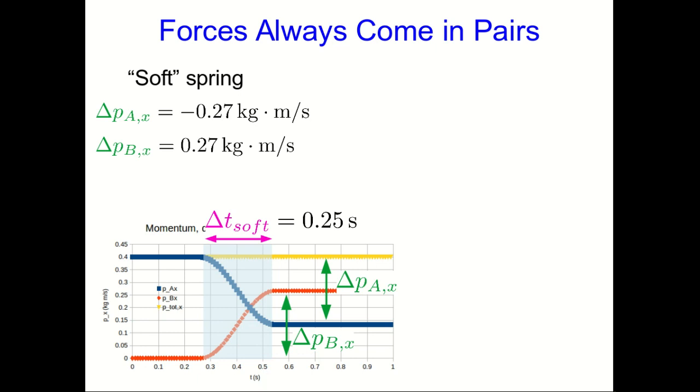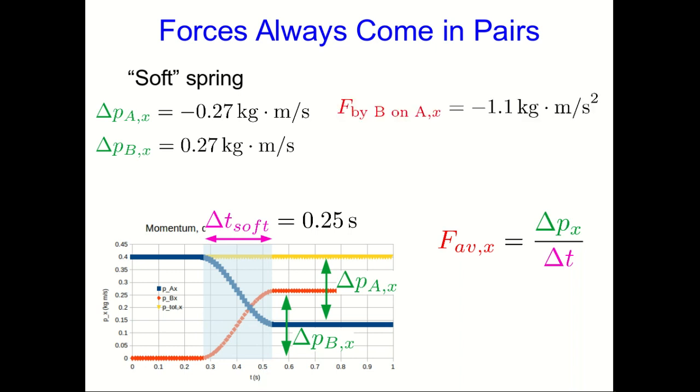And so there is some time for the collision to take place, in this case about 0.25 seconds. We can now use our definition of force. In this case, there's only one force that matters on these carts. And so we can find the average force that this spring is exerting on the carts by just doing a change in p over a change in t, right? That is a rate of change of the momentum.